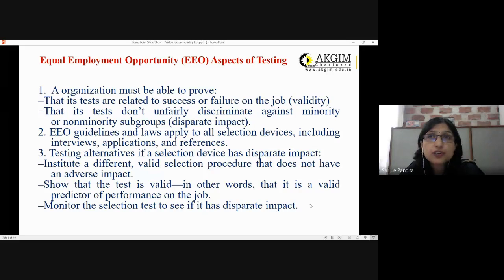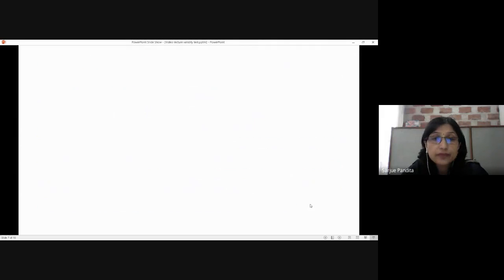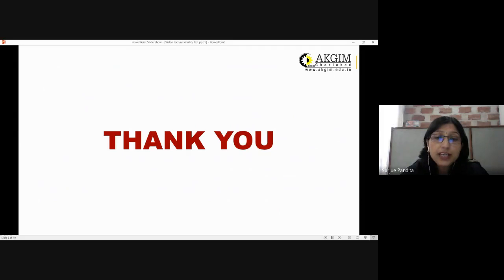you can rest assured that it should give reliable results over a period of time. Whether you are administering the test today or, say, 5 years or 10 years down the line, results should not be varying in nature. If it is varying in nature, that means your test is not reliable. You cannot use it over a period of time. So this was all about reliability and validity of the test.